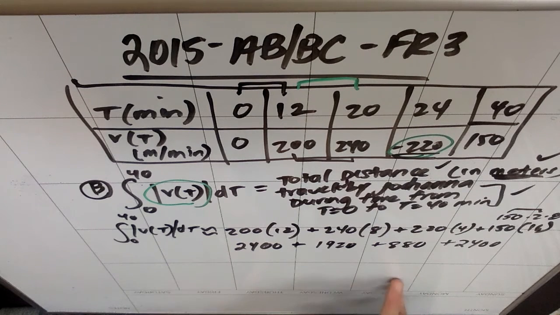So 222 and 16. So I think I get 7,600 meters, right? So that's my approximation for how far she traveled.